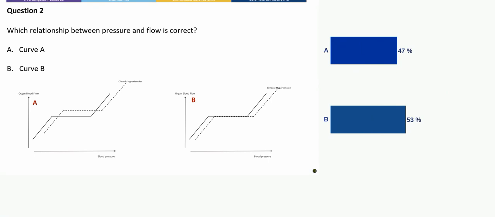Because if you look at graph A, then think about what this suggests. Remember the first slide? How do we regulate tissue perfusion? By vasodilation. And how is tissue perfusion regulated? With metabolic activity. And so this slide suggests that at the same blood pressure, patients with chronic hypertension have a higher organ blood flow, which is of course not true, because we don't regulate organ blood flow by manipulating blood pressure. That's not the way it happens.